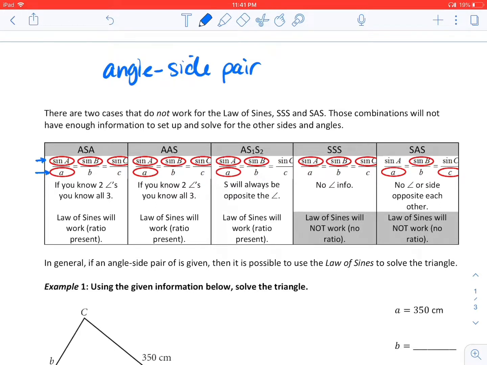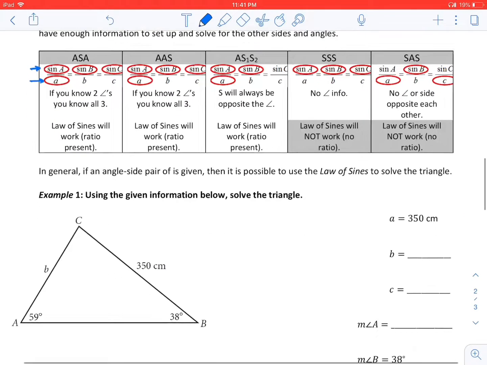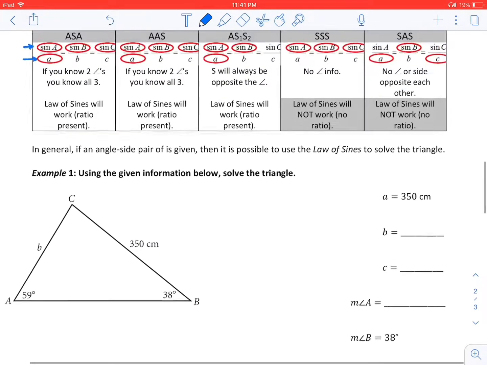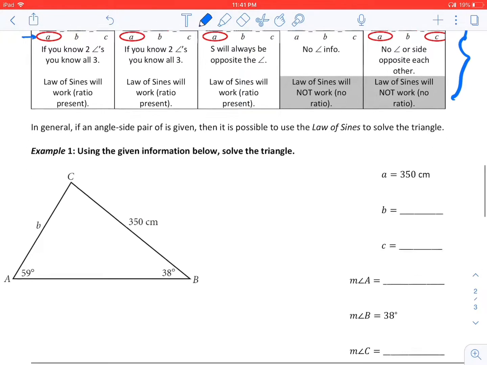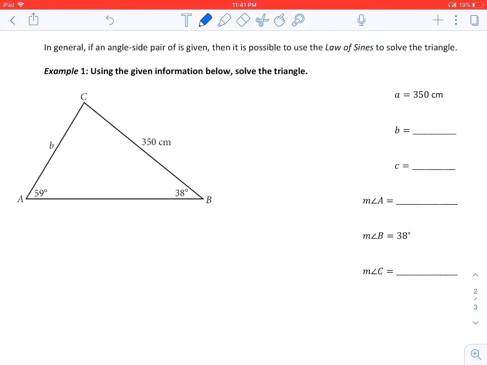What I mean when I say that is if I'm given the measure of angle A, I also need to be given side A. Or if I'm given the measure of angle B, I need to at least be given side B. Or if I'm given the measure of angle C, I need to be at least given side length C in order to solve using the law of sines. Let's do an example. There's some more work to be stated here, but I'll let you go through that on your own. In the first example, using the given information below, solve the triangle.